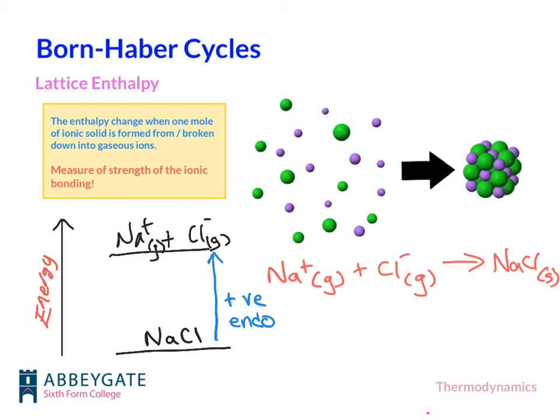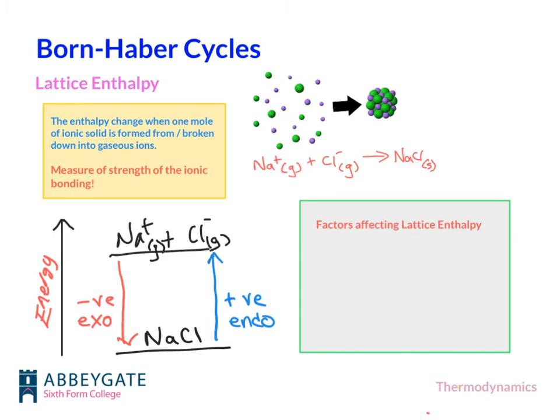And if I were to have the arrow going in the other direction, we're going from our positively charged ions and our negatively charged ions in a gas state and they're coming down in energy, we're going to have a negative enthalpy change, and it's going to be exothermic.